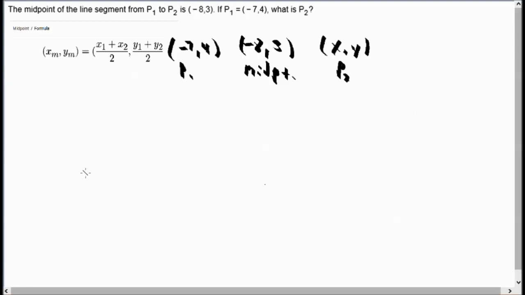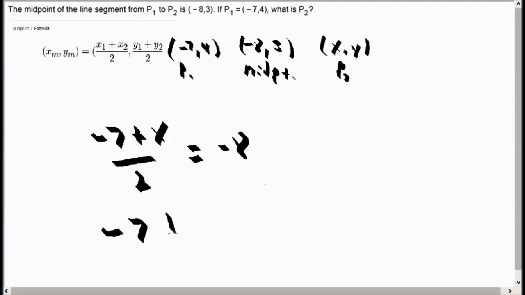And then we can use the formula by saying that minus 7 plus x divided by 2 has to turn out to be negative 8. And also we have, well, let's just go ahead and solve that. That means that minus 7 plus x has to be negative 16, or x has to be equal to negative 9.